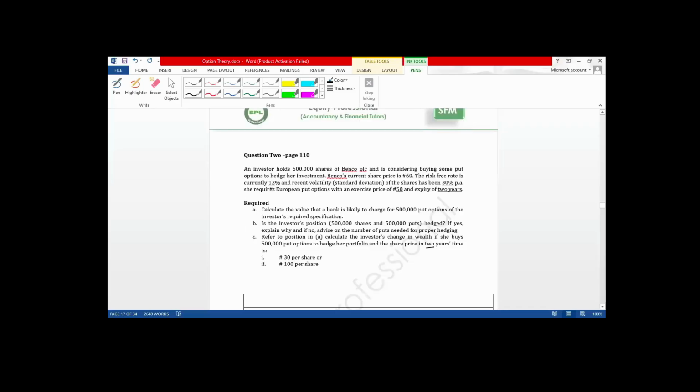Refer to position A. Calculate the investor's change in wealth if she buys 500,000 put options to hedge her portfolio, and the share price in 2 years' time is 30 naira per share or 100 naira per share.